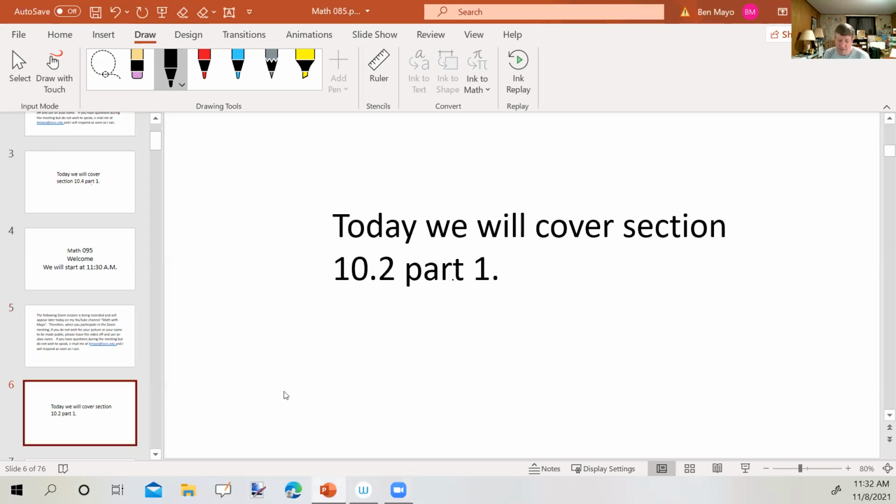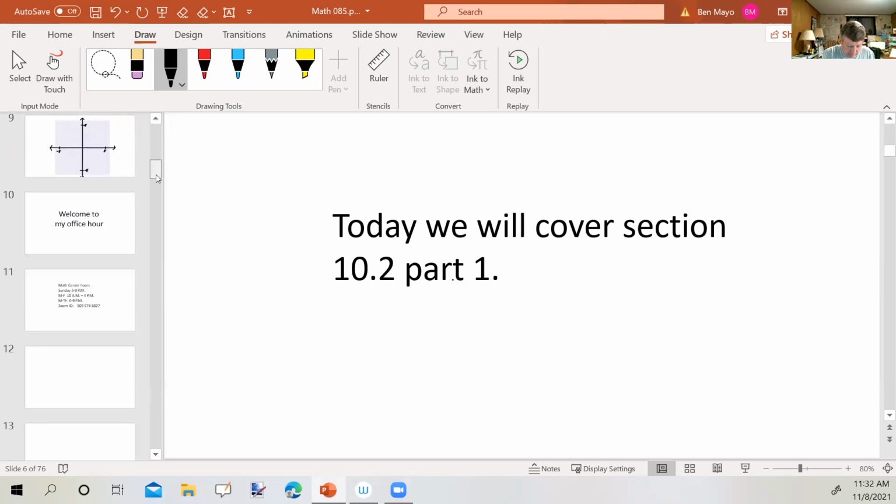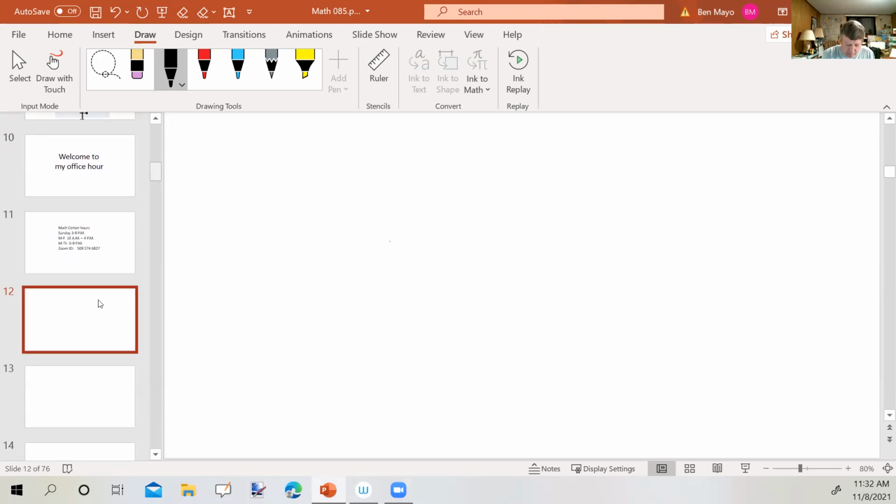Today we're going to take a look at section 10.2, part 1. It deals with something called the quadratic formula. And what I'm going to do is go through the process of where this formula came from. Now, the last assignment, we had the idea of the square root property and of completing the square.